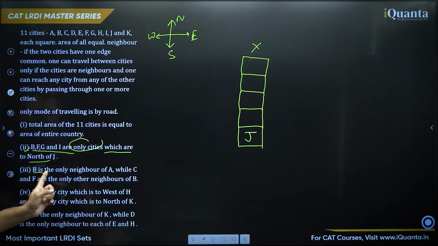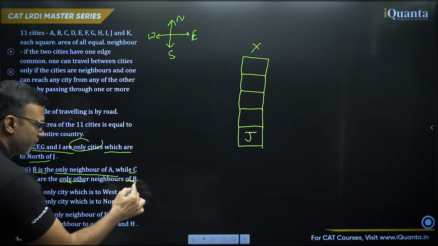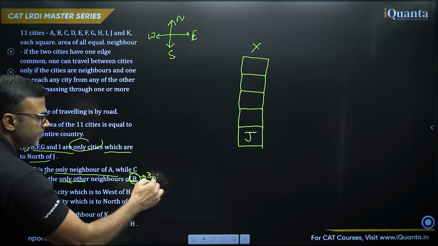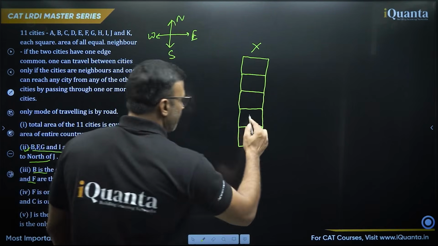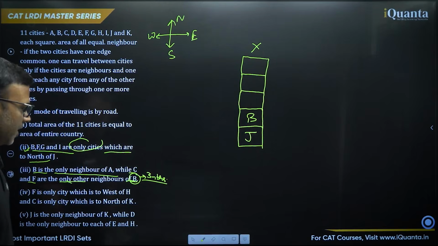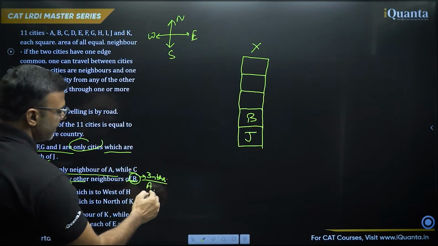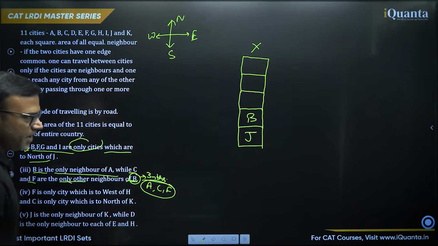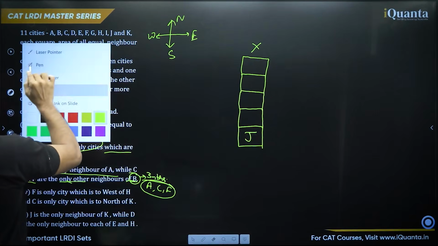B is the only neighbor of A, while C and F are the only other neighbors of B. So what does that mean? It means B has three neighbors. B is the only neighbor of A, and C and F are the only other neighbors of B. So let's see, can I put B here? No, because the three neighbors of B are A, C and F, and these are the only three neighbors of B. J cannot be one, so B cannot be there. Fantastic. B cannot be there.